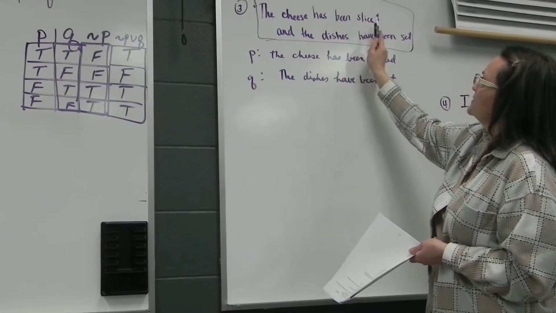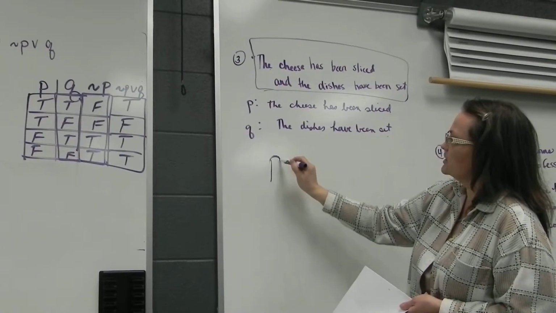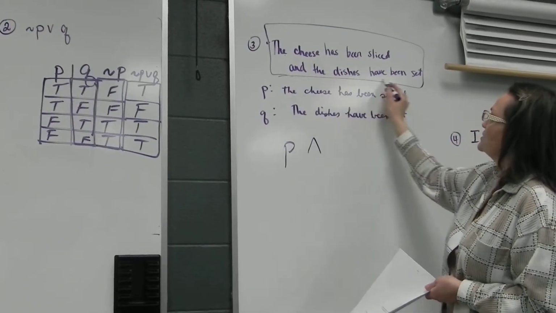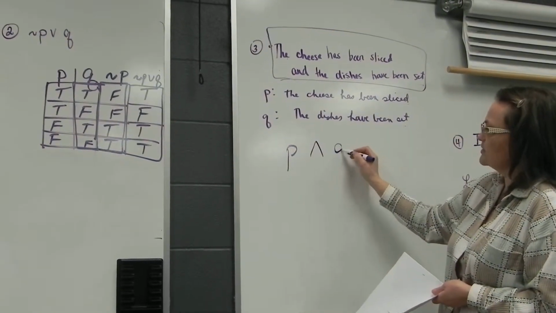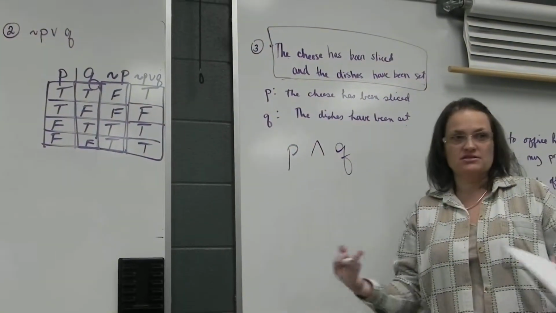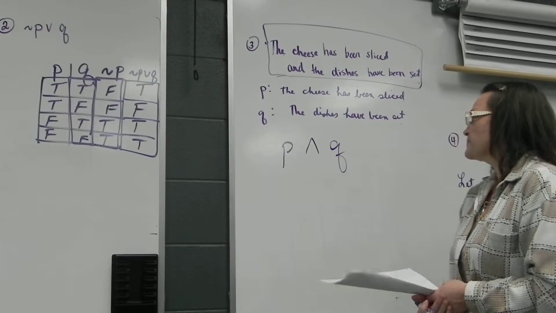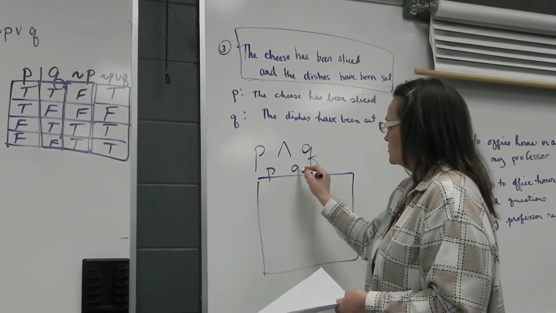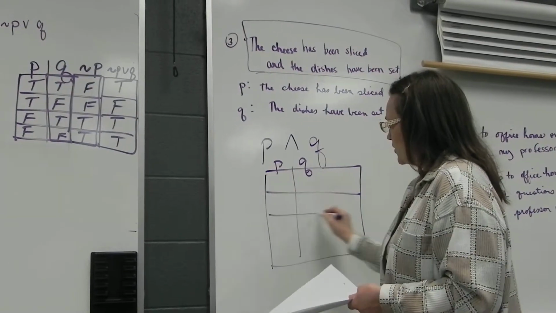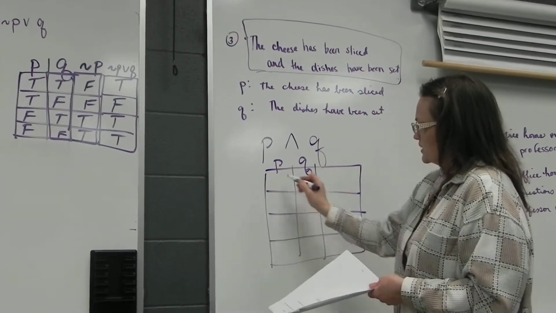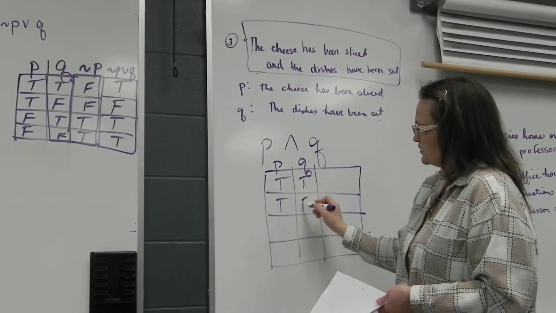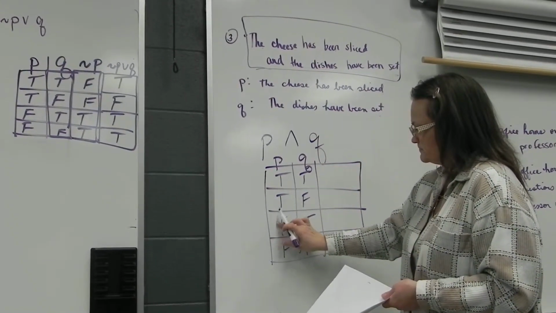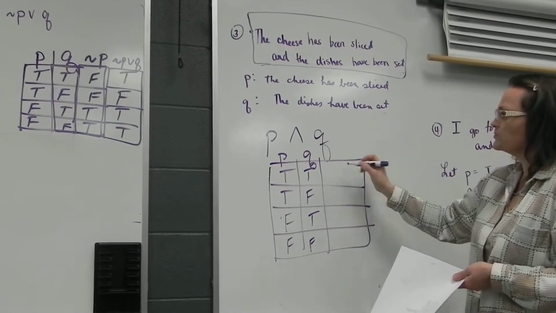The cheese has been sliced, that was statement P, and we make the symbol like that. The dishes have been set, that's the second statement, just as it was. Nothing was negated, just plain as they were written. So make a truth table. Notice they already have the P and the Q in your table and the 4 possibilities for 2 variables. Both true, one true, false, false and true, false, false. That's a given. I think in all of your homework problems.